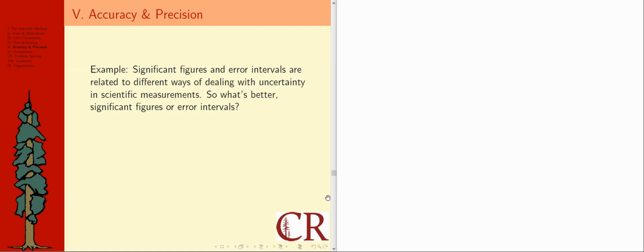Significant figures and error intervals are related to different ways of dealing with uncertainty in scientific measurements. So what's better, significant figures or error intervals? Maybe I can make up a quick example here. Let's say somebody does a measurement and it turns out to be 12 meters. But how precise is that measurement really?